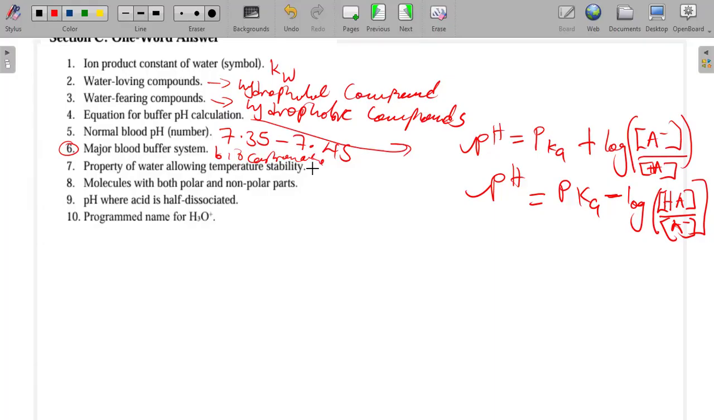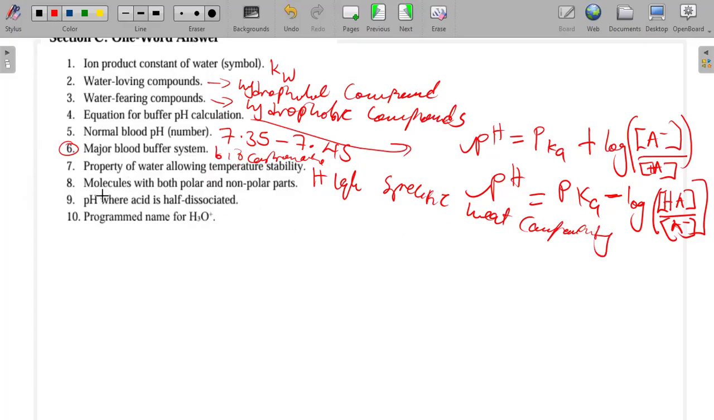Right? So it's because of it having a high specific heat capacity. Okay, that's the property that we are talking about there.